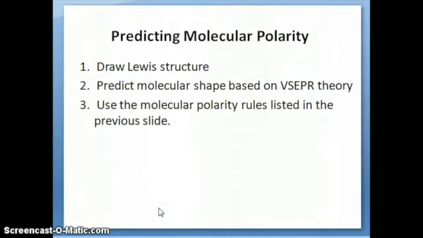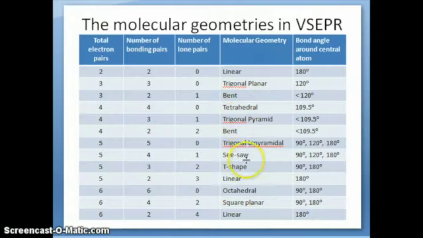So if you're asked to predict molecular polarity, what you have to do first is draw the Lewis structures. So you want to predict what the molecular structure is for the molecule or the ion using VSEPR theory. And then lastly, you can use the molecular polarity rules that I just talked about in the previous slide to help you determine whether a molecule is polar or nonpolar, whether it has a dipole moment or not. And as far as molecular shape, if you forget them, you can remind yourself here. You can pause the video and look back at this.